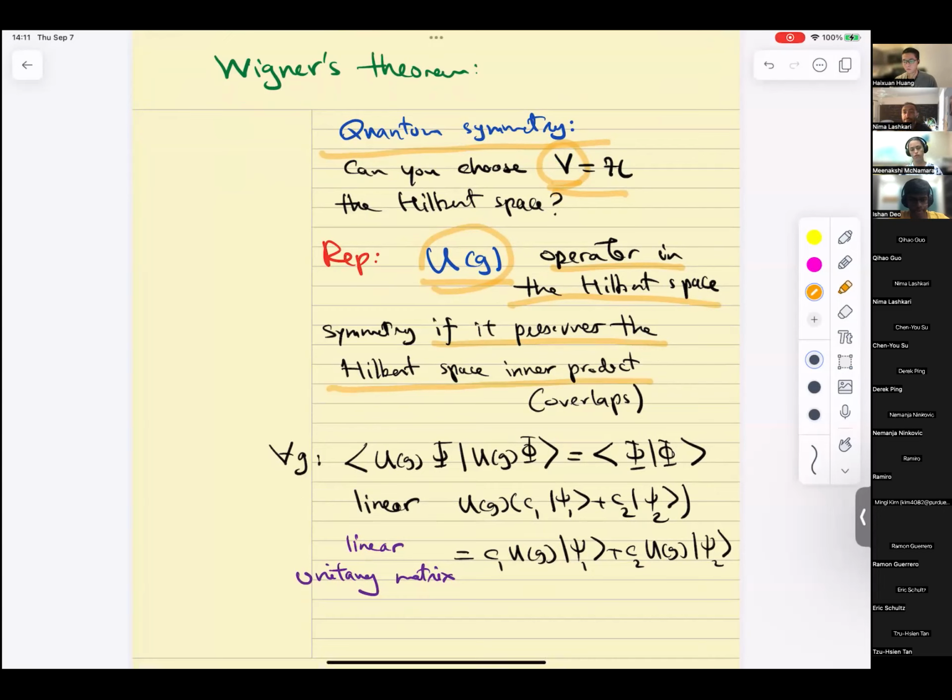Why should it do that? Because the Hilbert space inner product is physical. It's the overlaps. It's the things that I can observe, well, hopefully. I'm lying a little bit, and I'm gonna explain that lie in a second. But overlaps are the physical content of my theory, right? So if it's a genuine, honest to goodness symmetry, better preserve that.